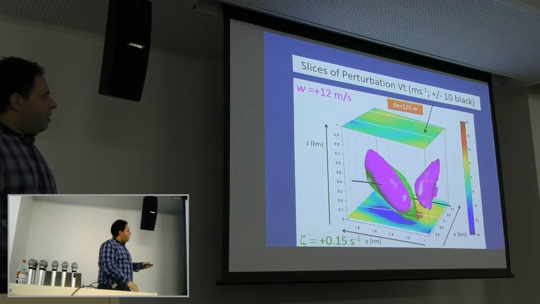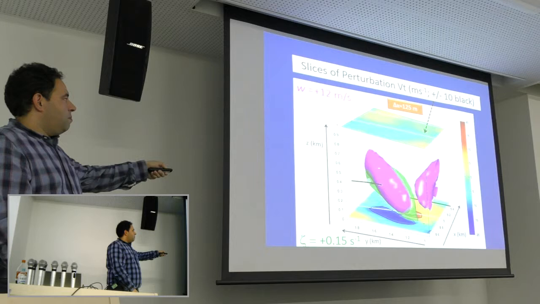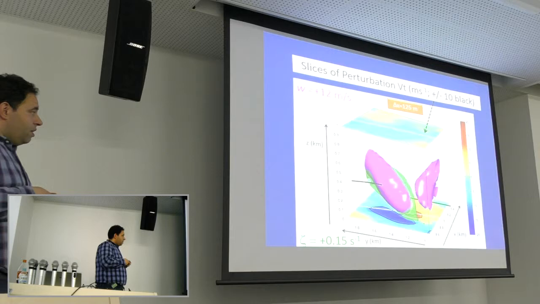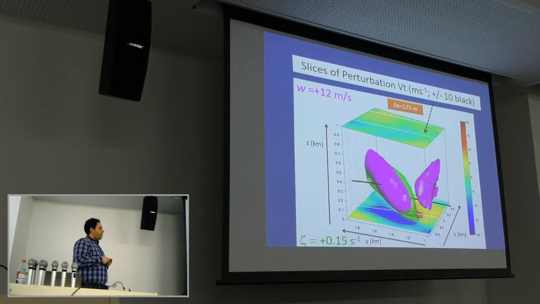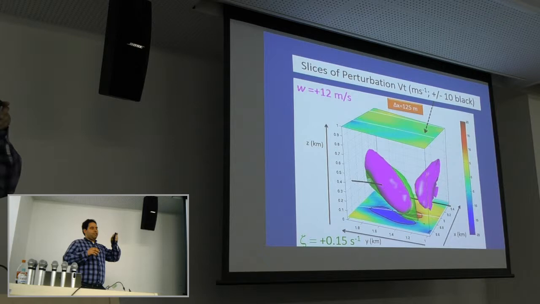But at 1 kilometer height, there's very little signature of these perturbations, and the flow is much smoother. So this tends to be confined to the lowest levels, and these features are relatively shallow. I might have a movie in a couple of slides which shows that the structures stay shallow, existing only in the boundary layer.